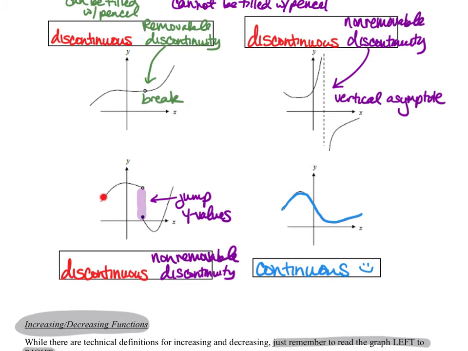This last one is also discontinuous because, bloop, I had a jump. It's called a jump. Literally, it's called a jump in the y values. It's a non-removable discontinuity because I can't plug that with a pencil. And then last but not least, we have a nice pretty graph that is continuous because I could draw that whole thing without picking up my pencil.